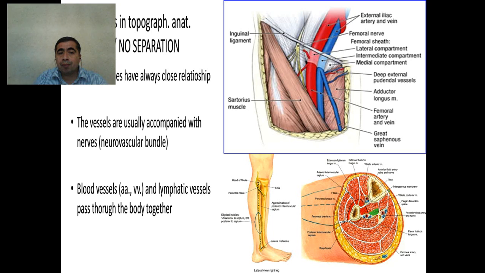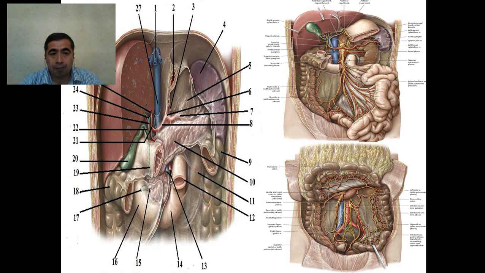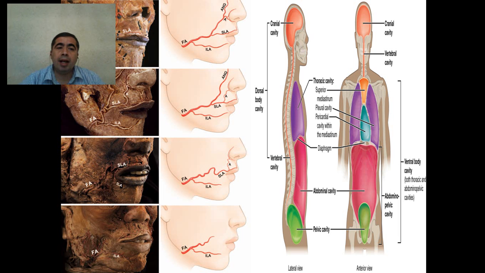Rule number 2: many structures have always close relationship. Yes, it is the foundation. It's, if you want, the idea of topographic anatomy. The vessels are usually accompanied by the nerves, and they form the neurovascular bundles, such as the nervus, arteria, and vena femoralis. Blood vessels, I mean the arteries, veins, and lymph vessels, pass through the body together, not by separate ways. And of course, the individual variability.